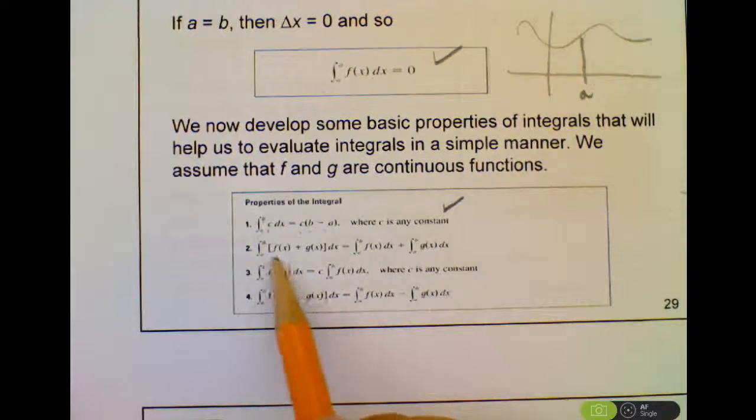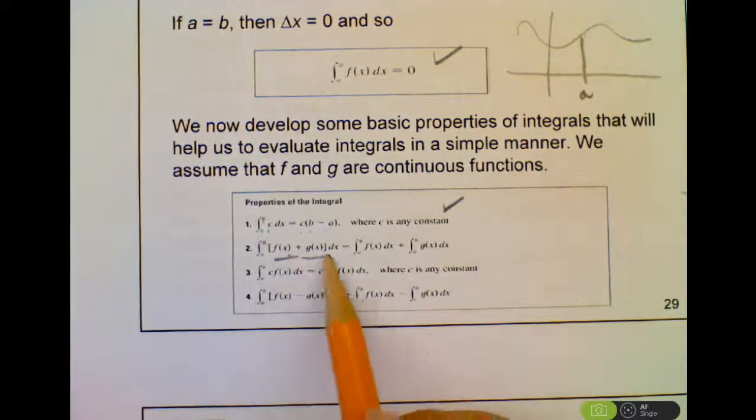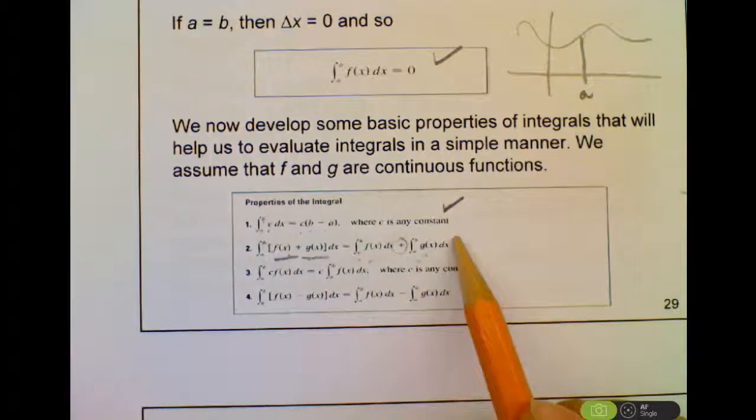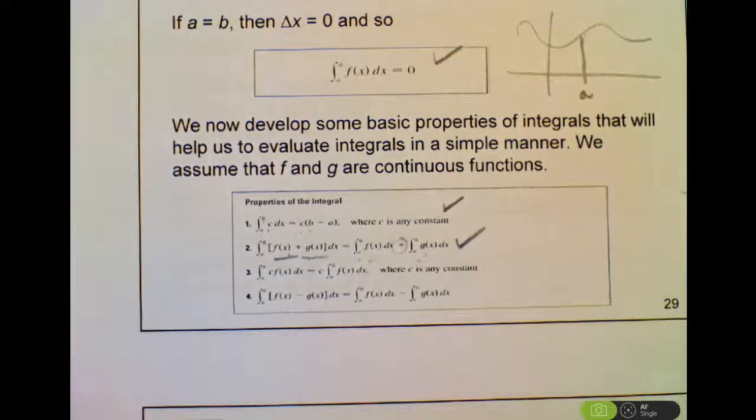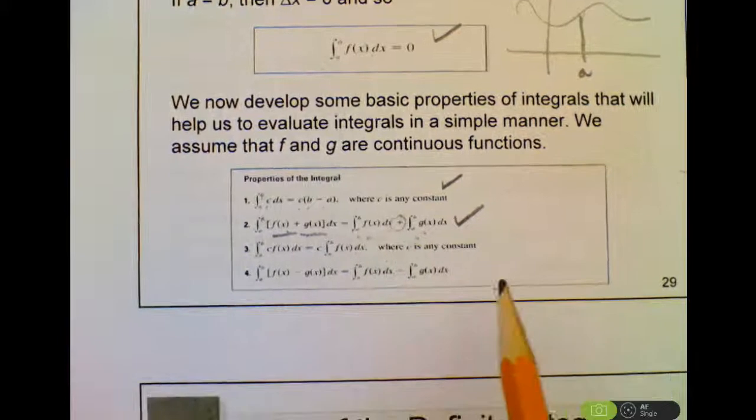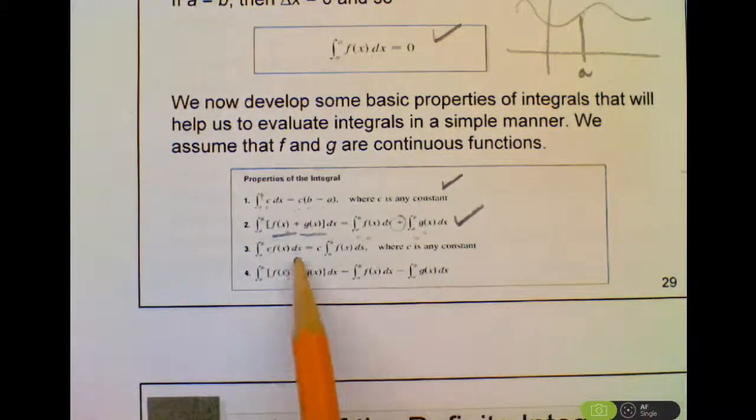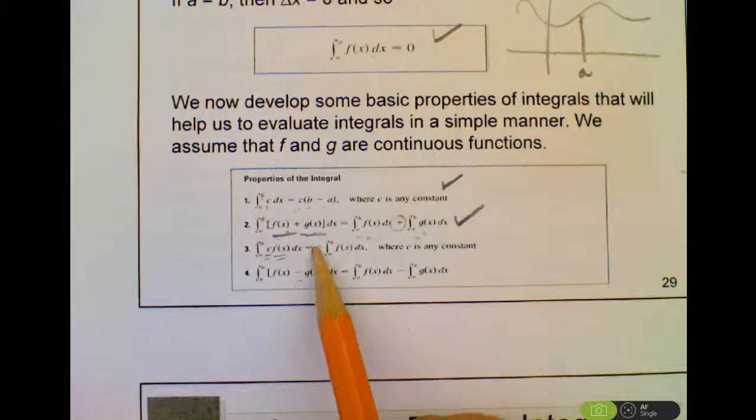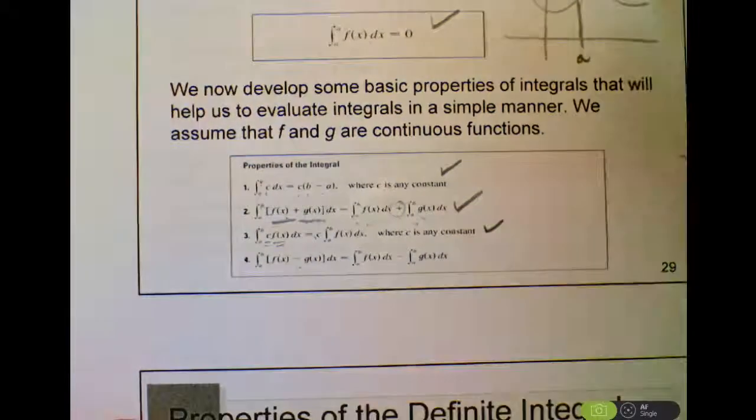The integral of the sum of two functions is the sum of both integrals, and that's something that is fairly simple. So integration distributes over addition and subtraction. Now if you have the integral of a constant times a function, the constant can come outside the integral. And that's something that is going to be useful.